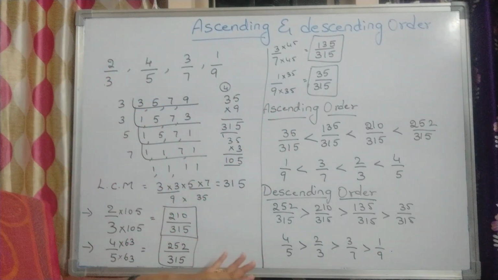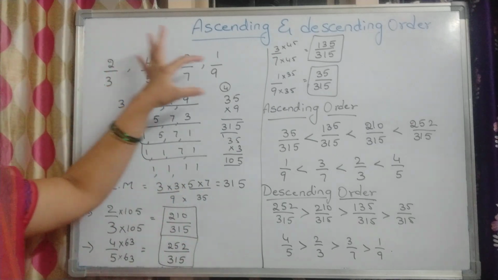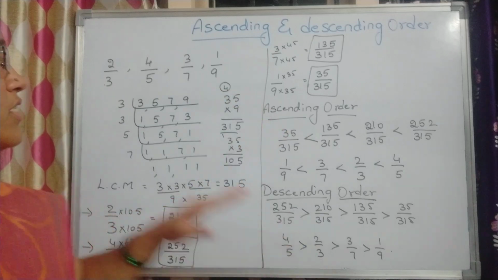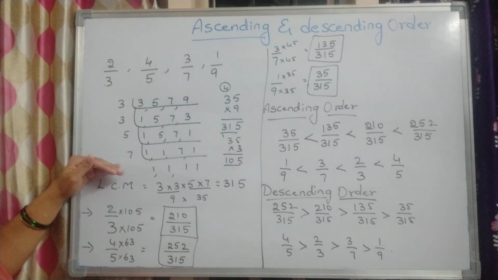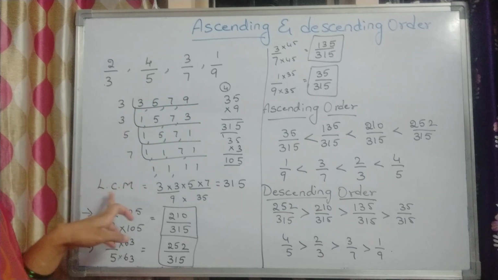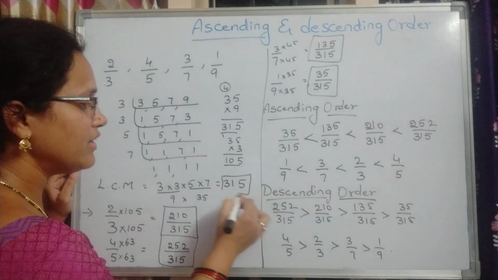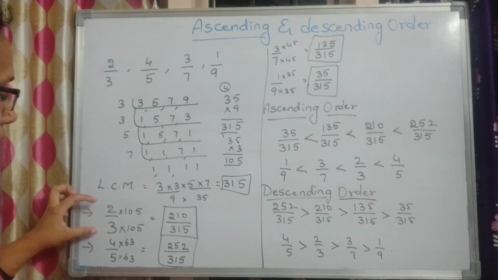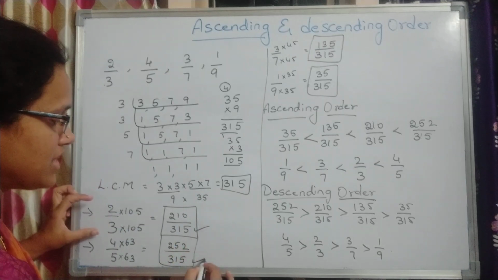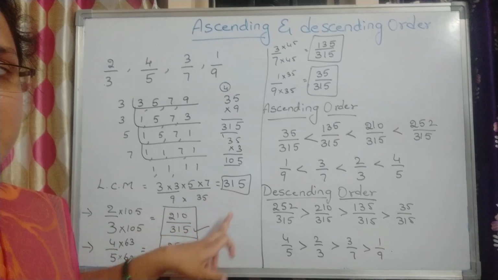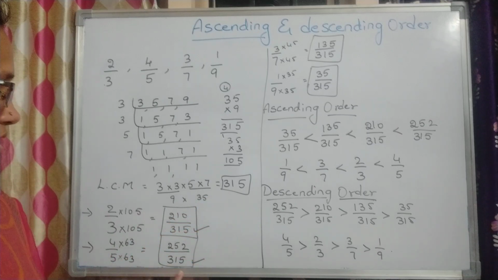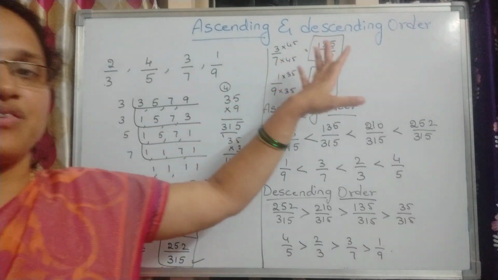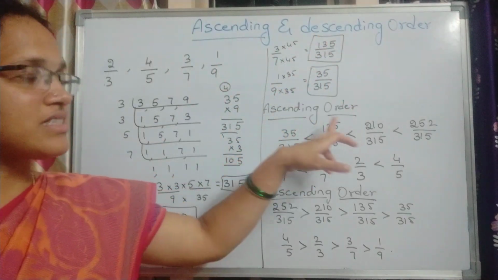See, in one sum, when the fractions are given as unlike fractions, how do you find the ascending and descending order? Firstly, you take the LCM of all the denominators. After finding the LCM, you take each fraction and make the denominator the same value as the LCM. So you get the same value of the LCM for all the fractions as the denominator and make them all like fractions. After making them like fractions, we apply writing ascending order.